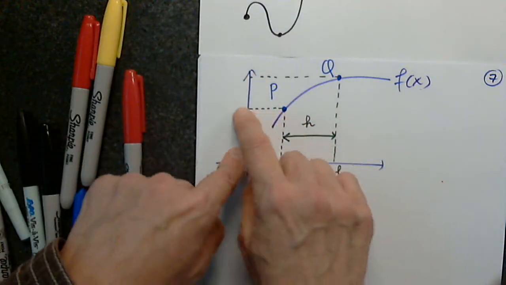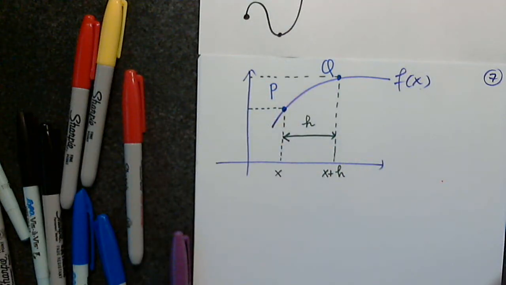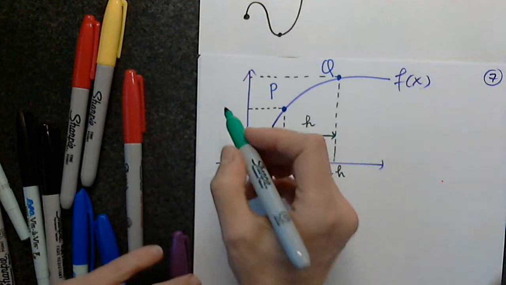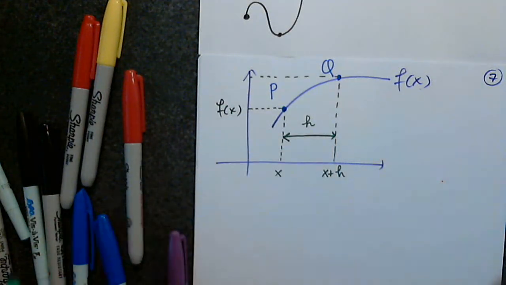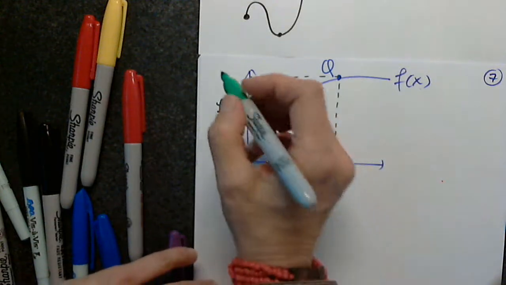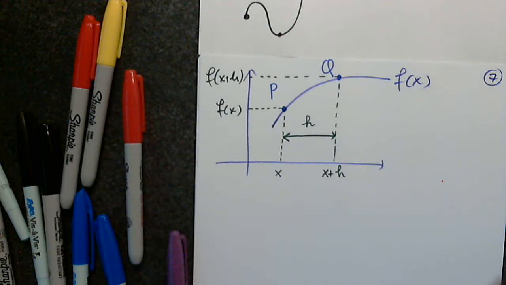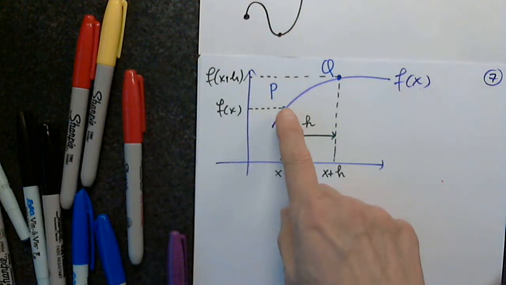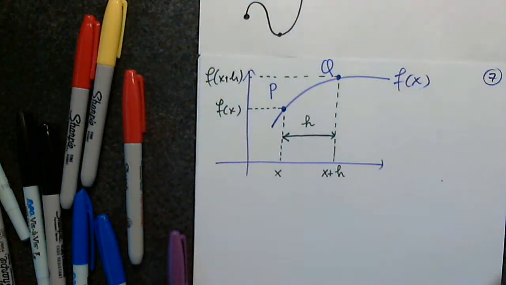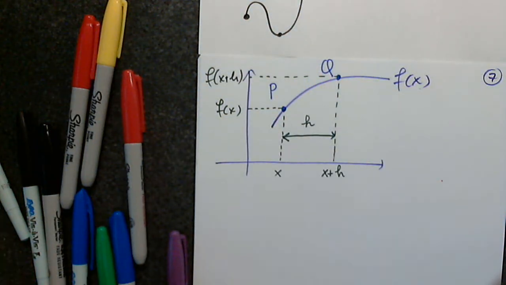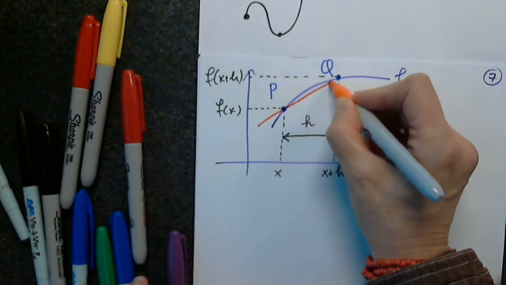So now I would like you to give me the y coordinate of P and the y coordinate of Q. Very good. Awesome. Thank you, Marcus. So we do have those coordinates. P has coordinates x comma f of x, and Q has x plus h comma f of x plus h. Agreed? The next step is I will draw a line segment through these 2 points.